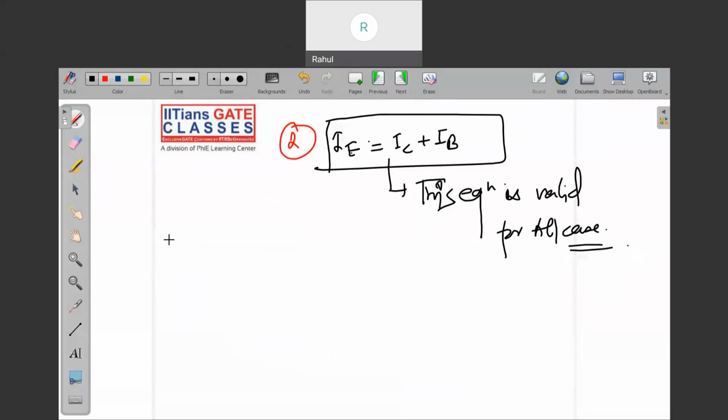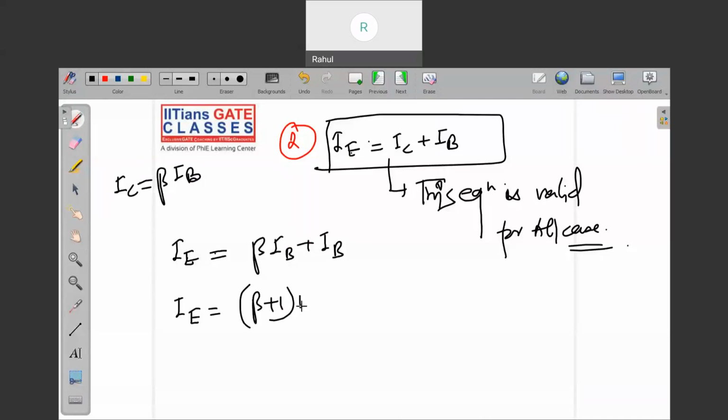So you know that IE equals IC plus IB. You can replace IC here, so what is IC? IC equals beta IB. So here, beta IB plus IB. So what is IE then? IE equals beta plus 1 times IB. This is a very, very important equation. You have to keep this in mind.